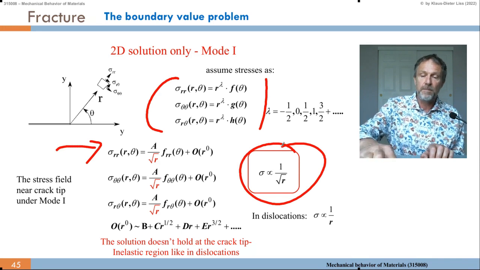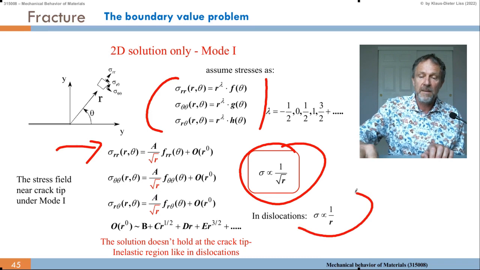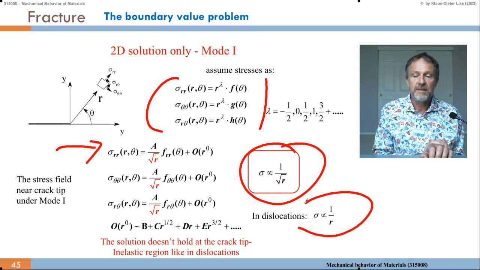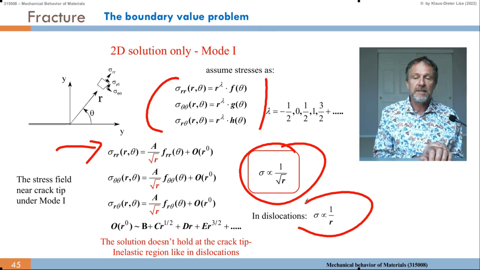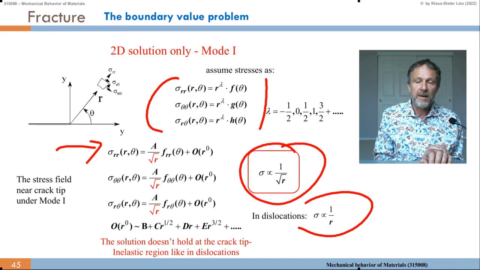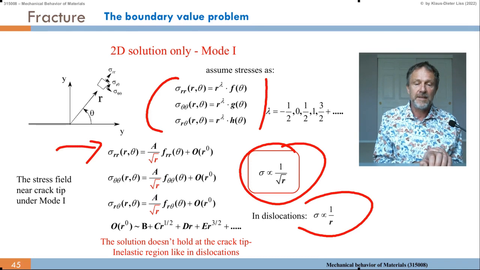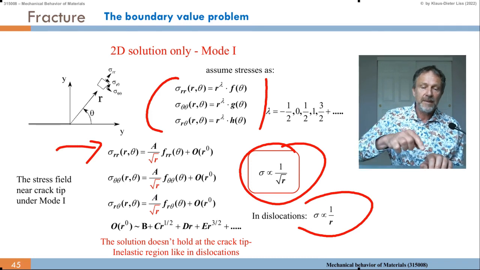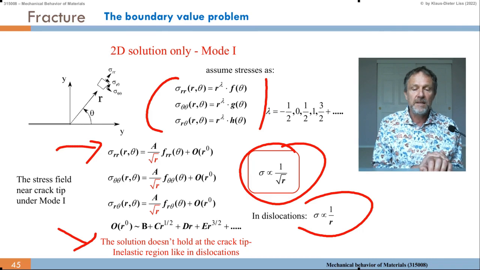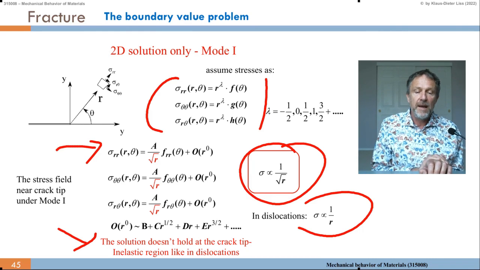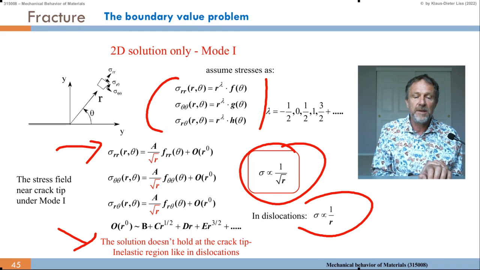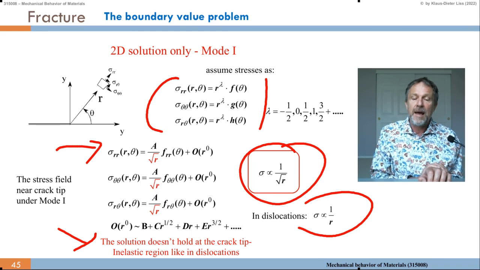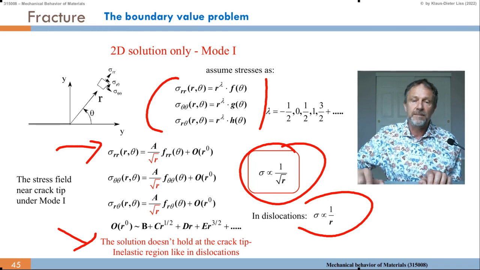And just to compare it with dislocations, we had something similar, but for dislocations the stresses scale with 1 over r, while for the crack tip it scales with 1 over square root of r. So a little bit less, but still a singularity, meaning the solution doesn't hold at the crack tip, and there must be inelastic regions or a plastic deformation region, like in dislocation theory.